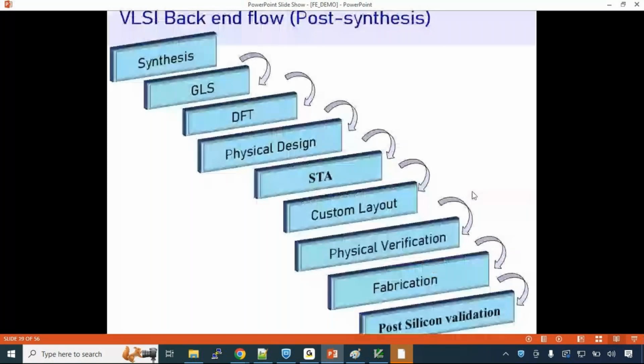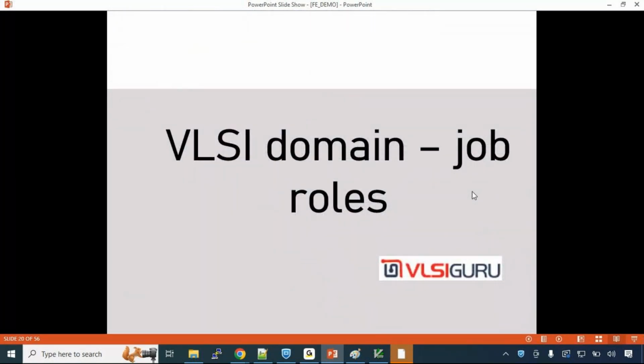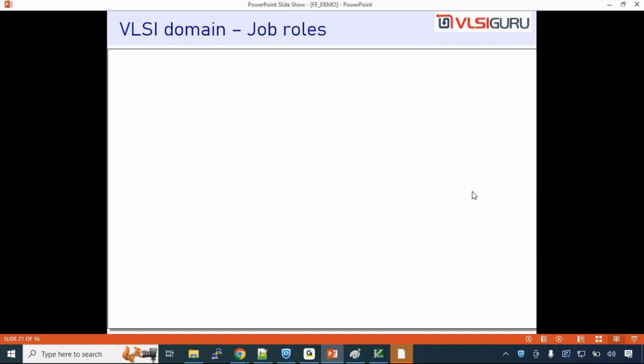I hope you all have got an idea about what the front-end domain and the back-end domain are. Now let us understand the different job roles in the VLSI domain. In software, there are only three job roles. One is the software architect, the person who architects the software. Second is the developer. Third is the tester. In VLSI, you will realize that there are 15 different roles. What are those job roles? Let's try to understand.